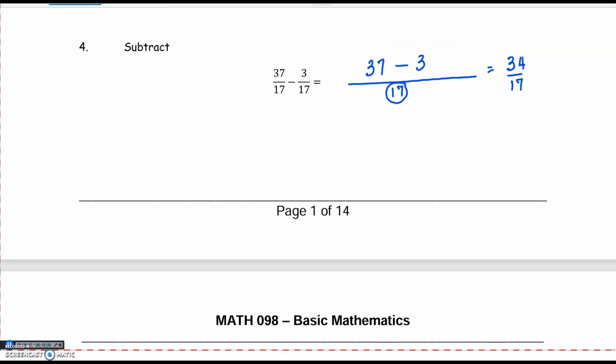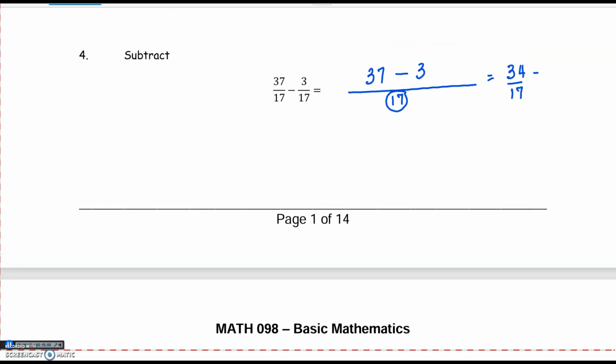So we have 34/17, and this can be reduced as well. So that's 17, and if you double up 17, what you get is 34. So the 2's cancel, and that's our final answer.